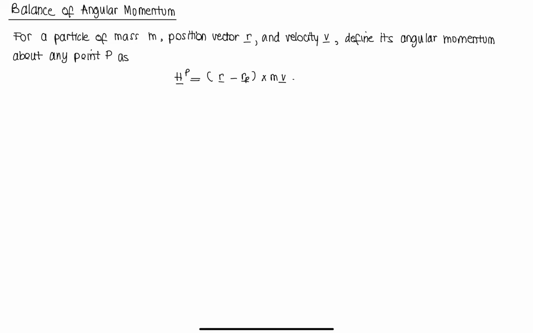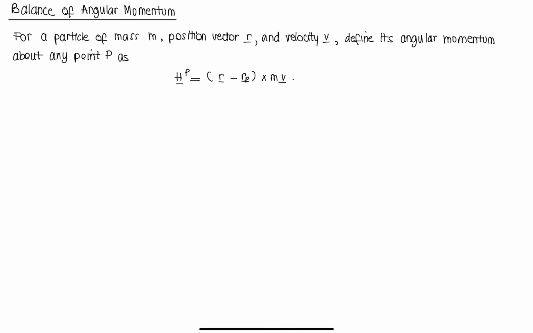Okay, in this exciting video, we'll learn about the angular momentum of a particle. So by definition, for a particle of mass m, position vector r, and velocity v, its angular momentum about any point P is H_P equal to (r minus r_P) cross mv.